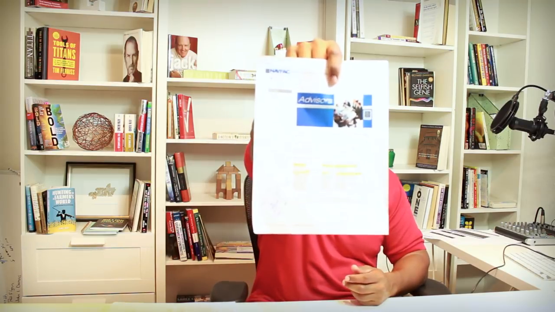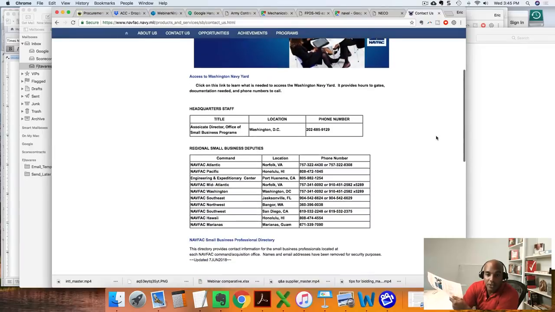So when I reached out to NAVFAC and gave them a call, I was calling from this particular list right here. When I looked on their website, this is what they gave for their regional small business deputies. So this is my list, and this is what it looks like when I called. So I went ahead and I called, and you can follow with me on the screen.